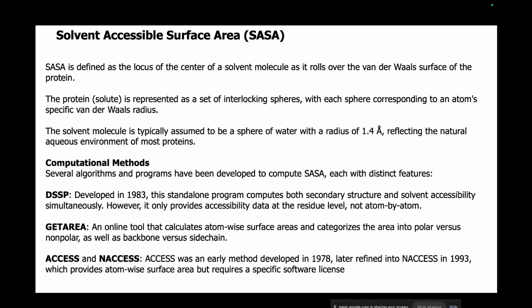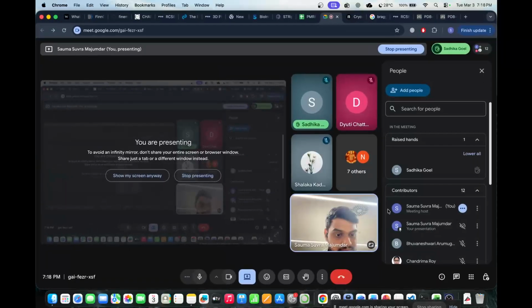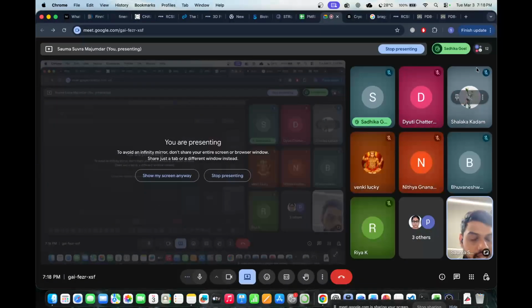So yeah, this is I think the final topic that we are going to discuss for today. This is basically solvent accessible surface area. So if you are trying to, yeah, go ahead.